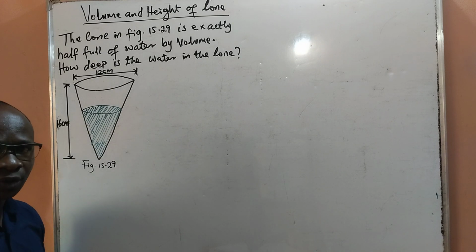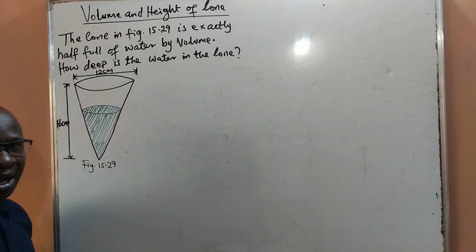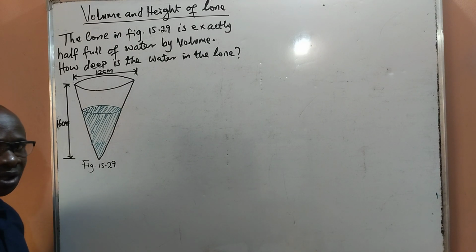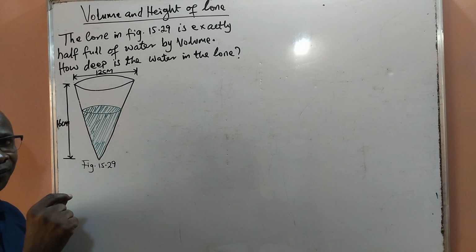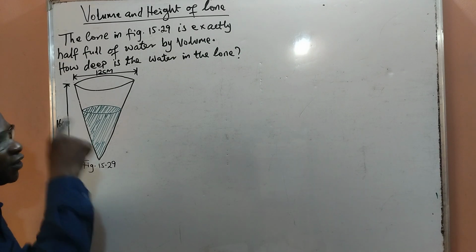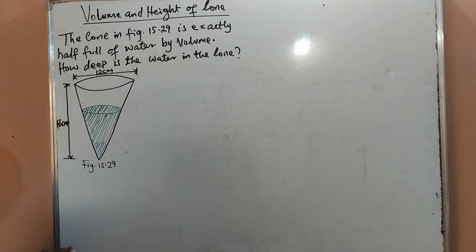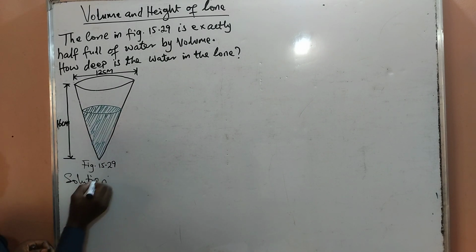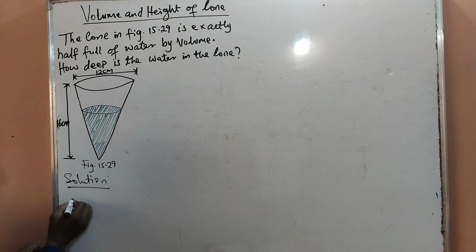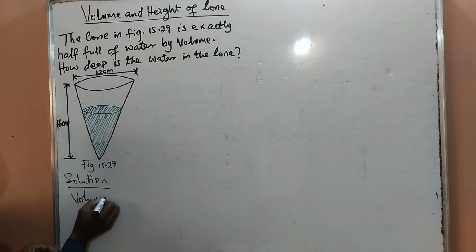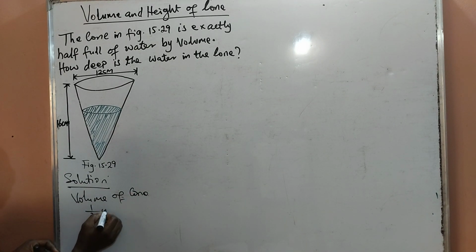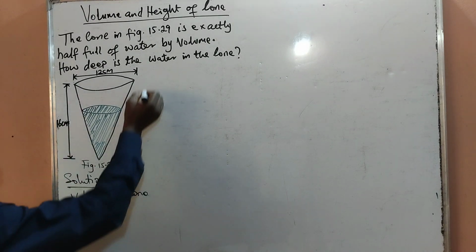Now when I divide the volume of the cone by 2, I will get the volume of the water in the cone, because the volume of the water in the cone is half the volume of the cone entirely. Therefore, by solution to this question, I go by the formula: volume of cone is given by the formula 1 all over 3 pi r square h.